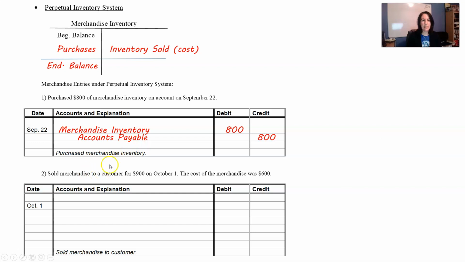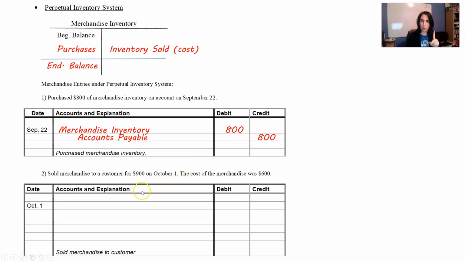Now let's look at a sale for a minute. Sold merchandise to a customer for $900 on October 1st. The cost of the merchandise was $600. Okay, so now just looking at this, you know you made $300 on the sale, right? But we don't actually journalize the $300. What we do is we record two pieces. Whenever you sell something, you have a two-part journal entry.